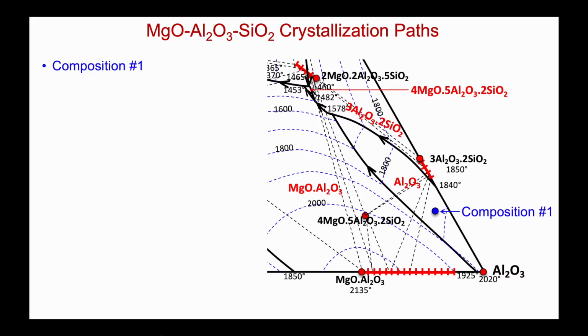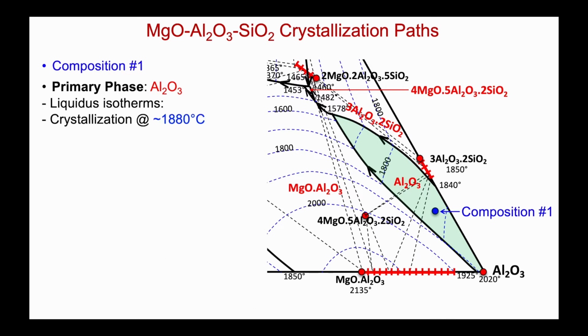First thing we want to do is to look at what is the first phase to form, the primary phase, and to do that we just need the primary phase field, and we've already labelled that and it's clearly Al₂O₃. So let's shade that in. So the first phase to crystallize here will be Al₂O₃.